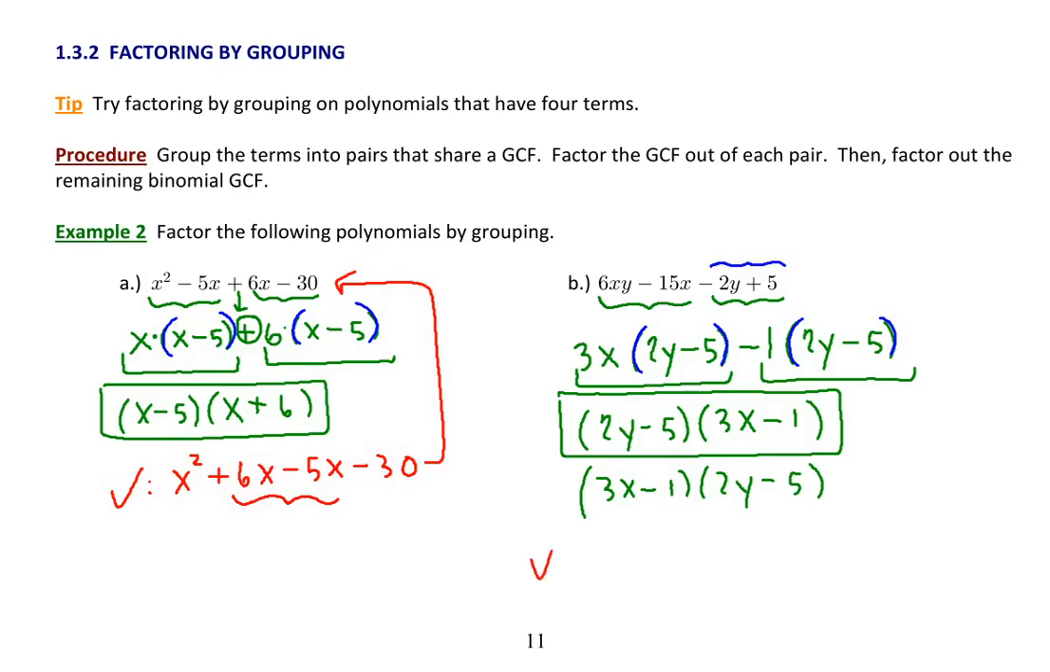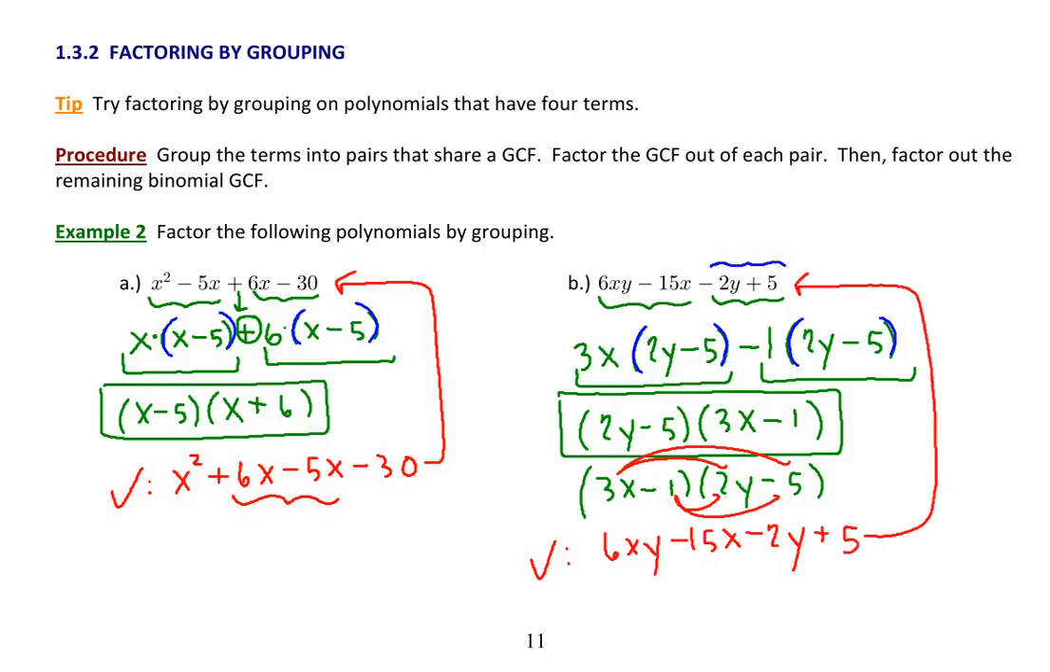But of course, we're not done until we check it. So let's FOIL it out to see if it matches the original. So the product of our first two terms here would be 6xy. The outside terms have a product of -15x. Inside terms have a product of -2y. And last, a product of +5. So if I compare each term of that product to our original problem, we have an exact match. So we can be sure that our answer is correct.